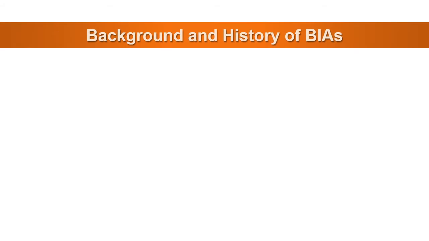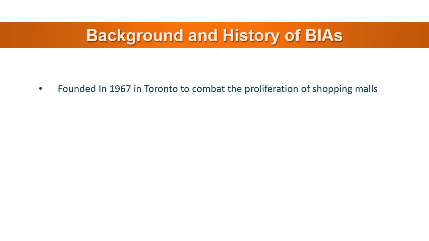How did BIAs come to be, and why were they started? In 1967, Toronto, faced with the proliferation of shopping malls whose presence forced many local shops and shopping districts to close or fall into disrepair, a small group of merchants lobbied the city and the province of Ontario for legislation that would compel businesses to support an elected board of management for their area. The goal was to revitalize local business through the improvement of public spaces and through promotional activities.